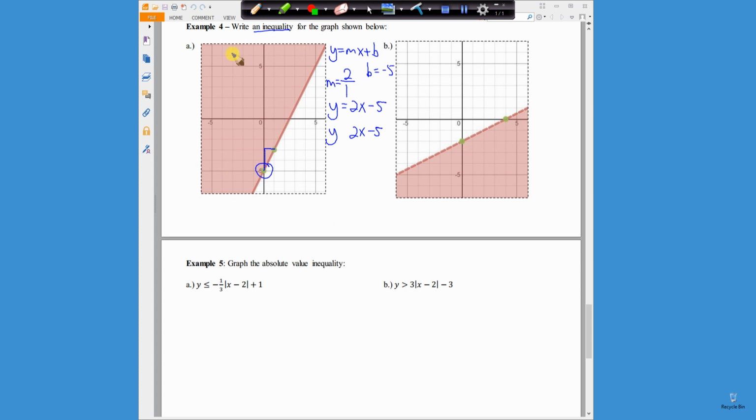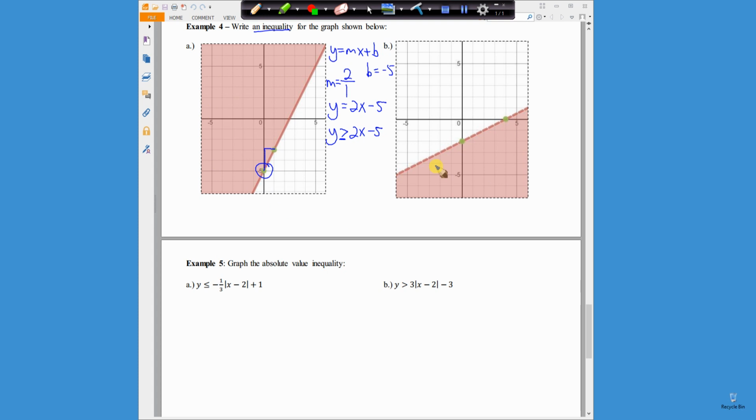We've shaded above the line, so it means y is greater than. But it's not just greater than, because this is a solid line. As you can see, solid here, dashed here. So this is a solid line, so it's y is greater than or equal to. Okay? So the inequality that gives you this region for a solution is y is greater than or equal to 2x minus 5. Right? So solid boundary line, greater than or equal to. It's greater than because we were shading above the line here.